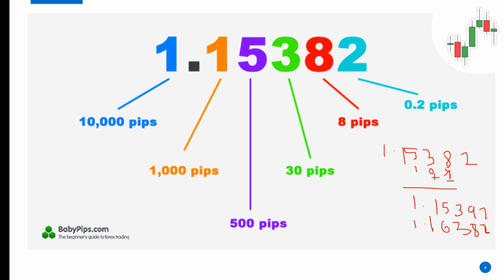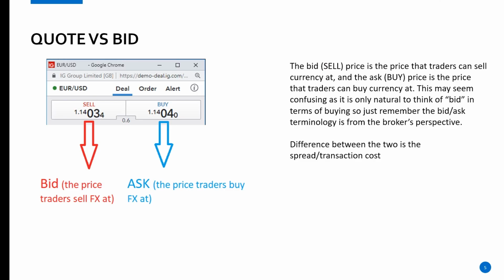So that's how you read movement in FX. Basically the value change between two currencies. It will be in pips, and you start counting from the fourth decimal place. The fourth decimal place will be in ones, the third will be in tens, the second will be in hundreds, and the first decimal place will be in thousands. So I hope that's clear. Let us look at quote versus bid.